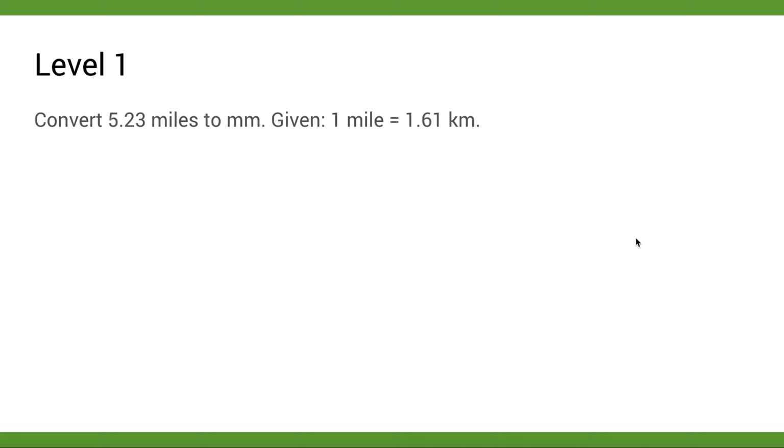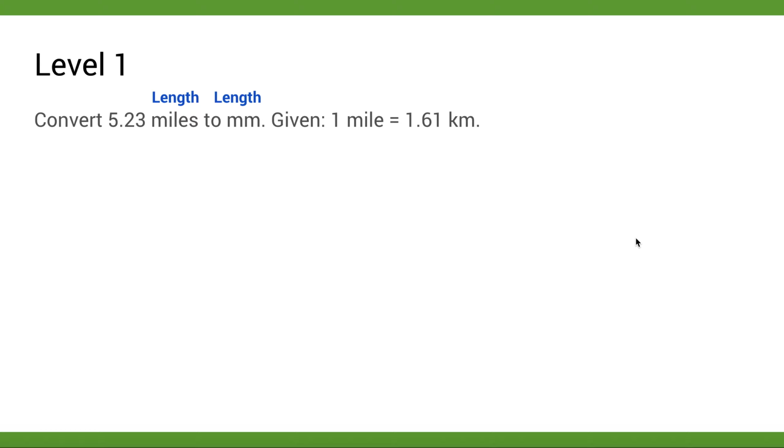All right, so when you look at this question, it says convert 5.23 miles to millimeter, and given that 1 mile is equal to 1.61 kilometers. This is a very easy question because, if you think about what you learned from the previous video, you look at the unit miles, what dimension is it in? That's right, it is length. And you are converting a length to another length, so there is no dimension change. What we're doing is simply changing units.